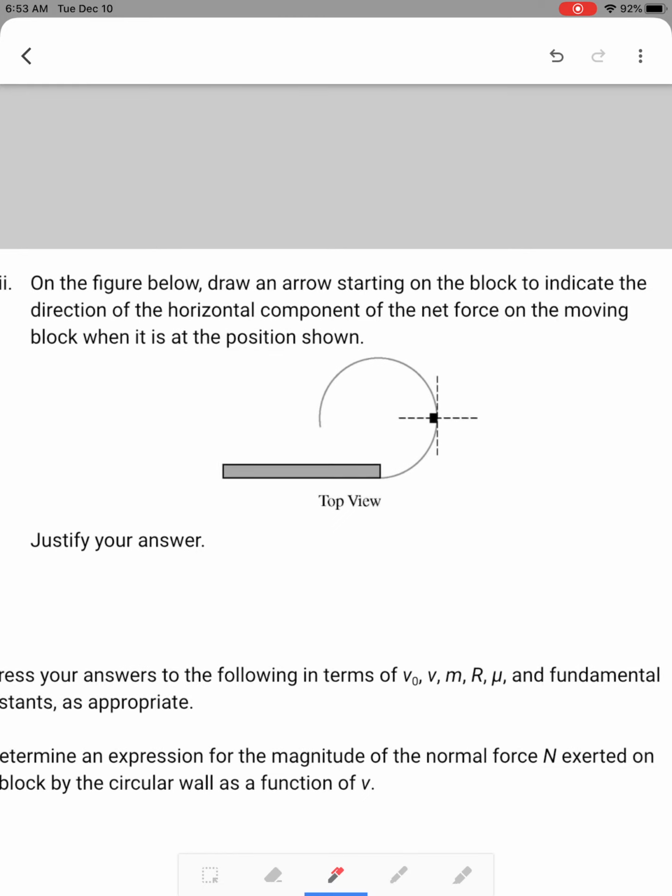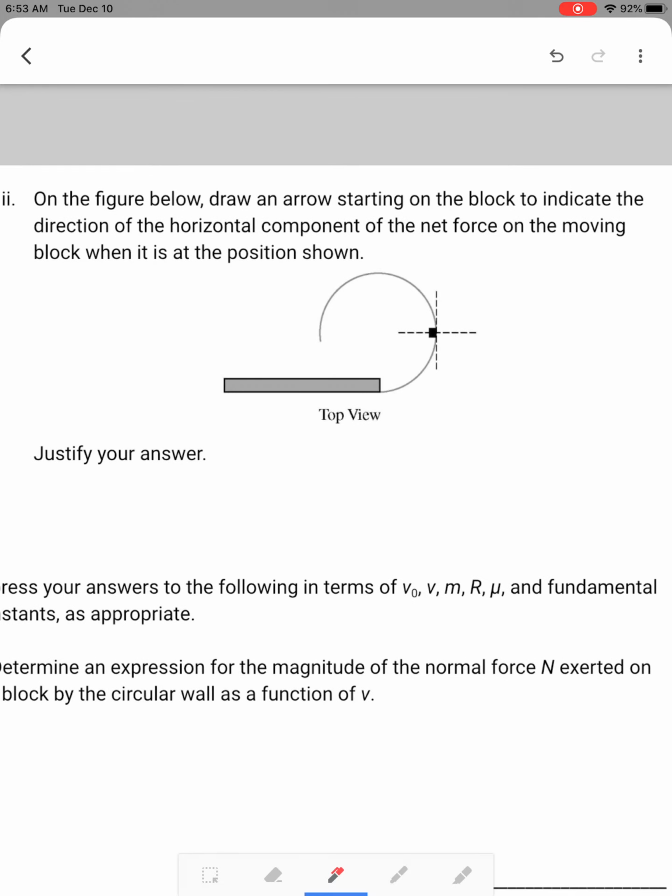It says draw an arrow starting on the block to indicate the direction of the horizontal component of the net force on the moving block when it's at the position shown. Right now we're looking at it from the top side. What I want you to imagine is that we're looking at it from the side view, which means everything in my viewpoint is the horizontal direction. Think of it more as a flat view. Anything that's pointing within the ring is going to be in the horizontal direction.